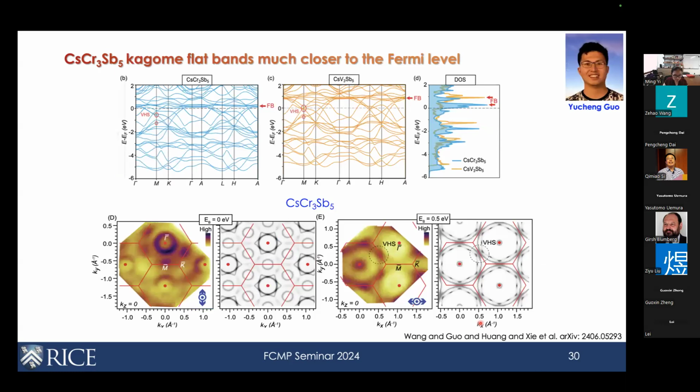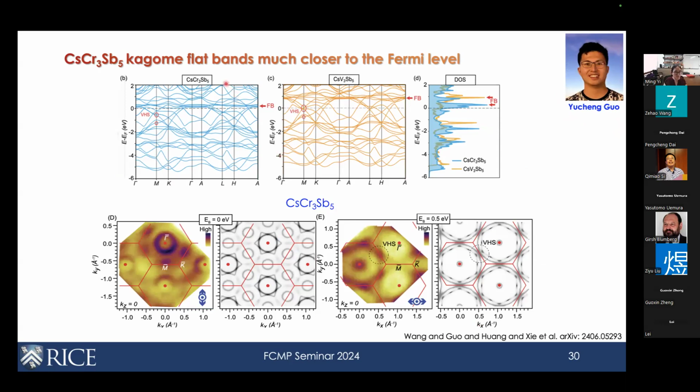For the photoemission measurements, these were all carried out by my excellent student Yu Cheng Guo here, who really tried very hard measuring different pieces of the crystal and then finding ones that actually can give reasonable band dispersions.